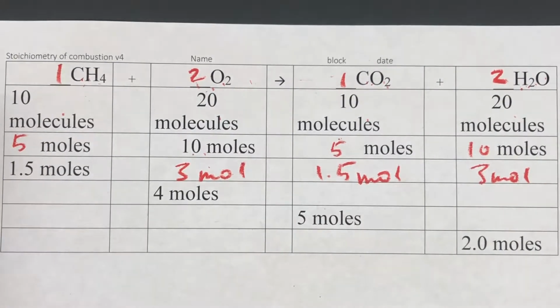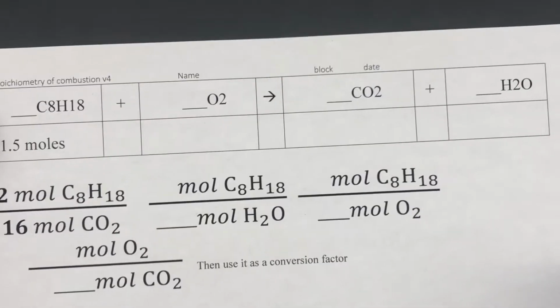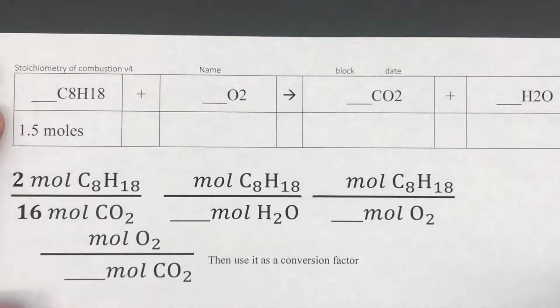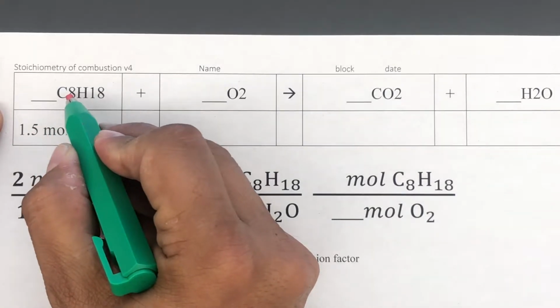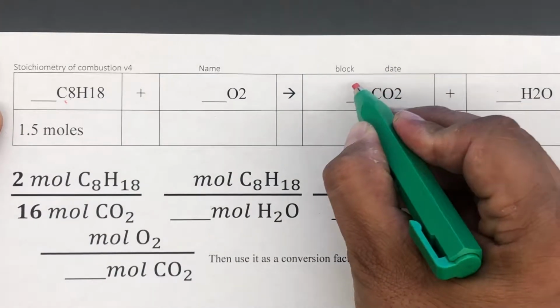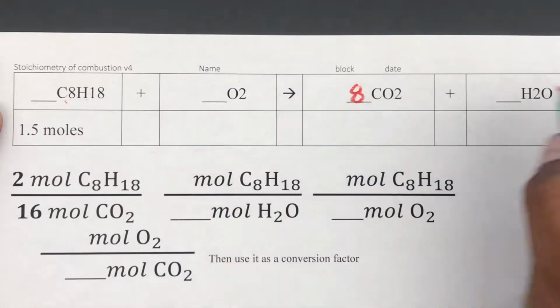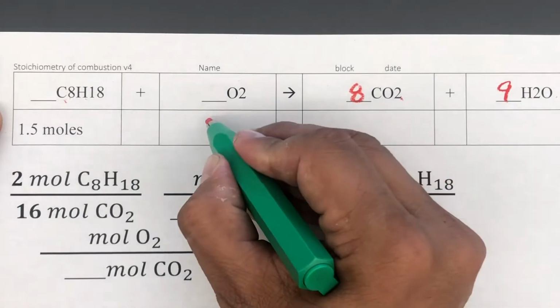But what happens when you have a more complicated one? Dun, dun, dun. All right, let's just do it. So what if you have C8H18? All right, so let's take a look. So here we go. Let's balance this again really quick. C8H18. 8 carbons here, 8 here, 18, 9 of those, 16 plus 9, that's 25 oxygens.